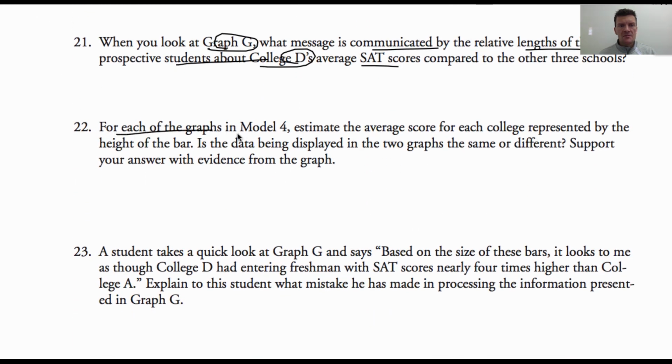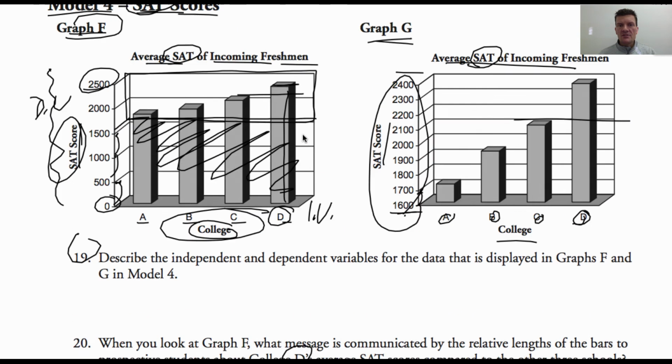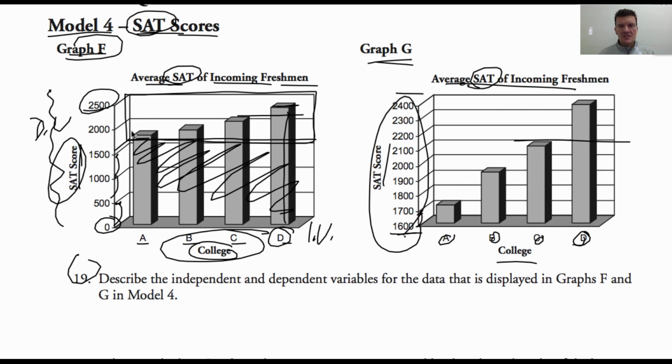Okay. For each of the graphs in Model 4, estimate the average score for each college represented by the height of the bar. Is the data being displayed in the two graphs the same or different? The values are exactly the same. So this one here is about 1700, that's about 1700. This is about 1900, that's about 1900. The values are exactly the same. Again, it's just the way that it's being represented, that over here in graph G, it appears as if column D is so much taller than the other ones, because the y-axis on this graph has been stretched out.